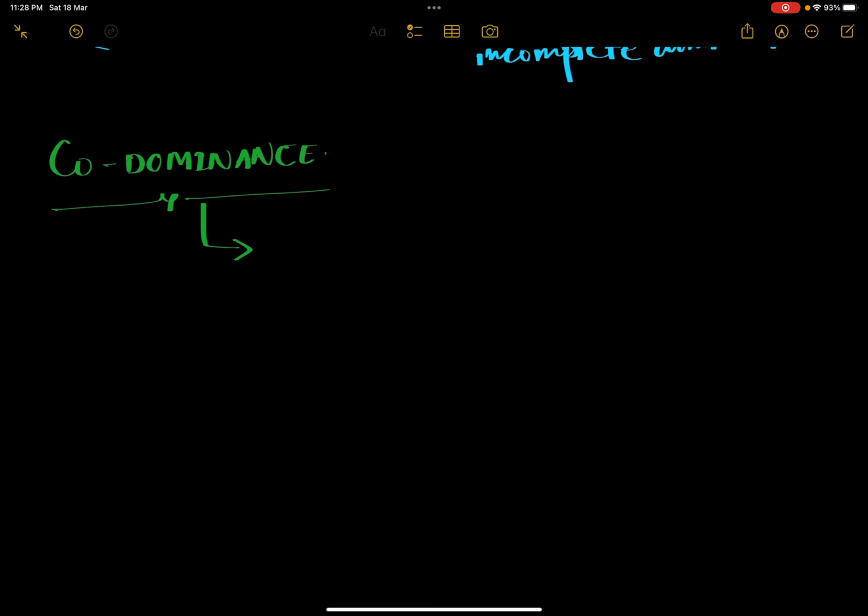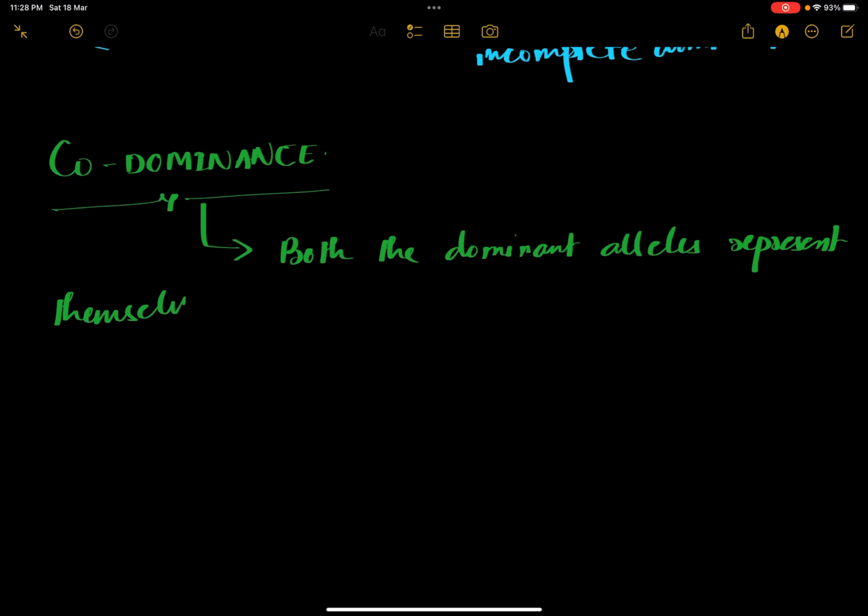So what is happening here? Both the dominant alleles represent themselves. Both the different alleles, if both the dominant alleles represent themselves.